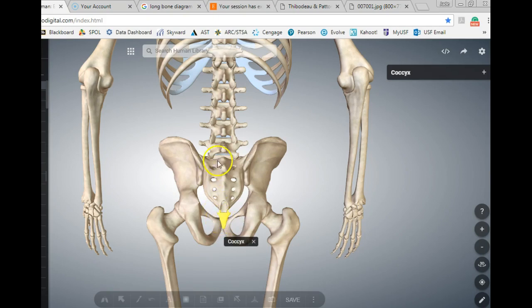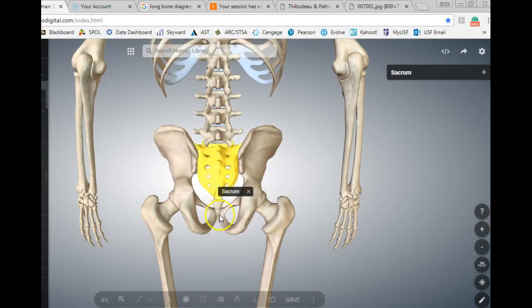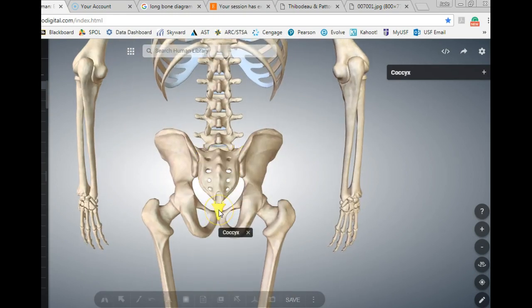These two are fused, so you can see that there is a joint space in between the lumbar, in between the thoracic, but the sacrum is entirely fused and the coccyx is entirely fused.